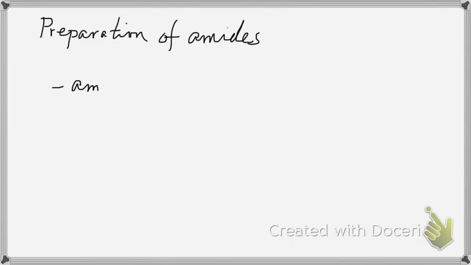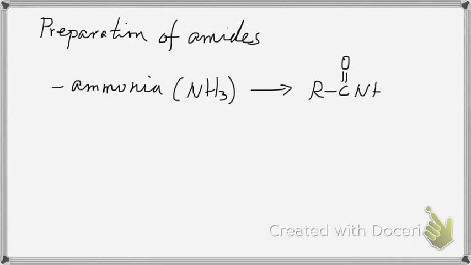Now let's take a look at preparation of amides. So in amides, there are two parts. One part is from the carboxyl group. The other one is from the nitrogen-containing part. So let's talk about the nitrogen-containing part first. We can use ammonia, NH3, to prepare amides, and it's going to be a primary amide when the nitrogen is attached to only one carbon.